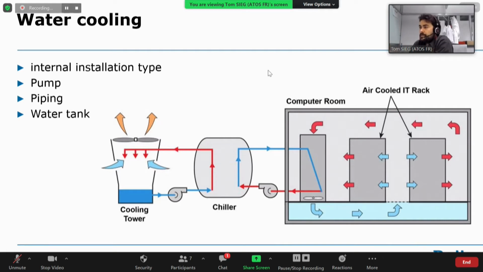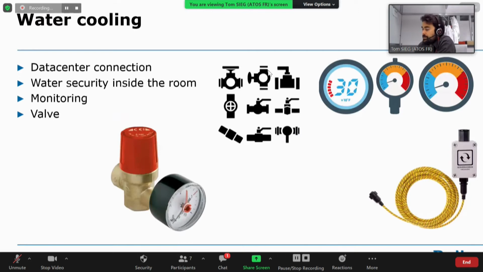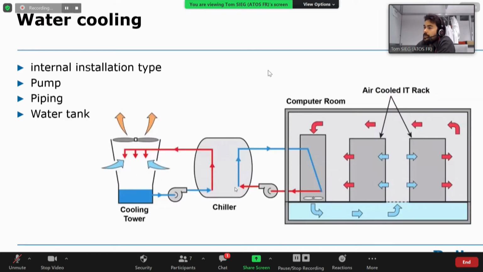And it's not the same as what's needed in the computer room. Maybe you will need higher pressure, higher flow rate for sure, and it's not always the same as your external cooling system. So the best way is to do two different circuits.